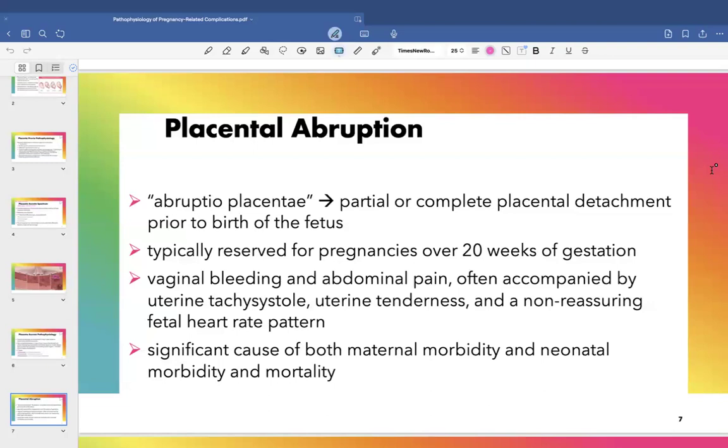What else are you going to have? What else is going to happen? No perfusion. Right, exactly. So it's going to deprive the baby of much needed oxygen and nutrients. So we have two problems going on here. It's painful for mom, she's hemorrhaging, and the baby's not getting oxygen.